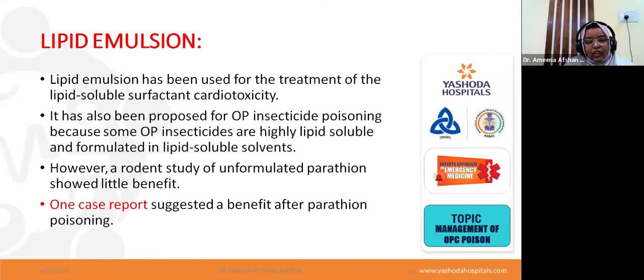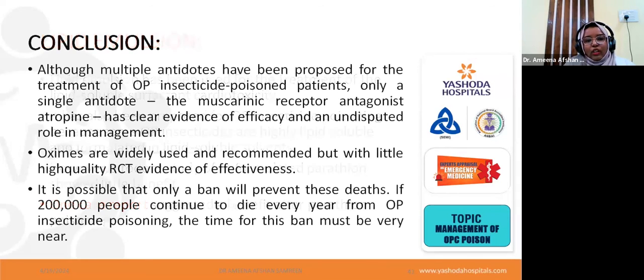So, conclusion: although multiple antidotes are present, only atropine has a clear-cut beneficial effect. Oximes are good when they are used rapidly and early. And it is only possible that a ban will prevent these deaths, because if 2 lakh people continue to die from OP insecticide poisoning, the banning is much better here.